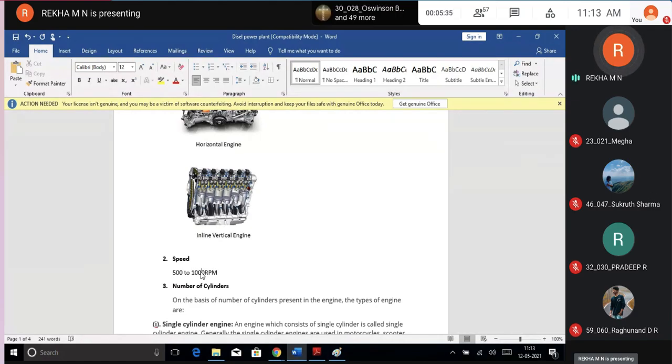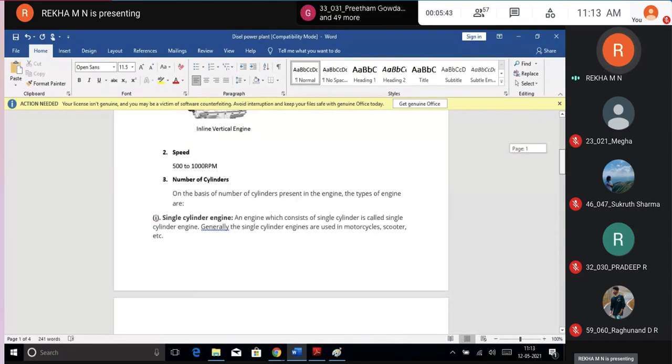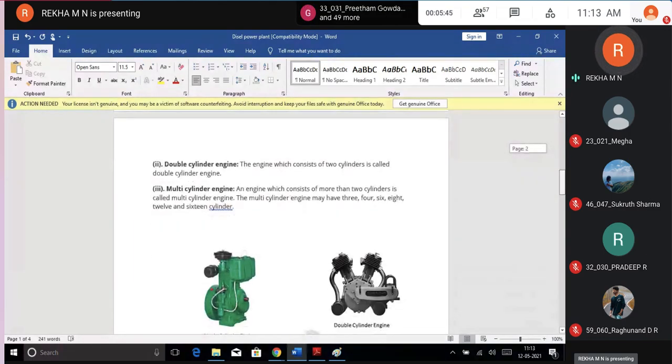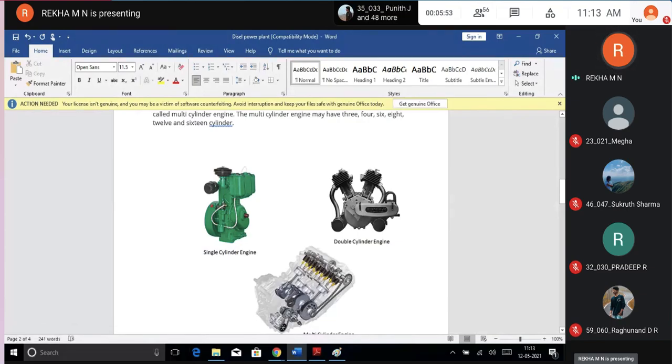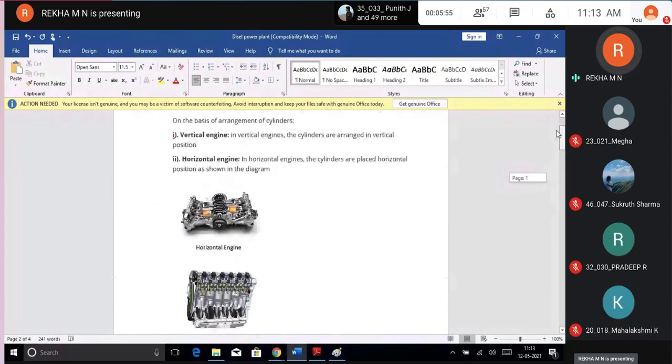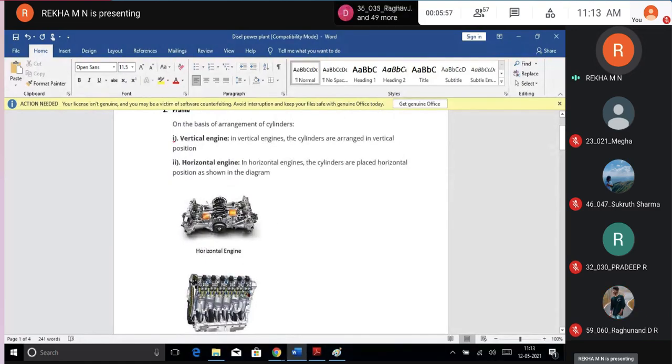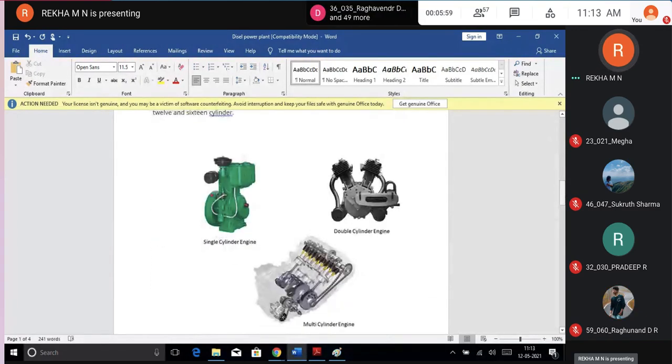Now let's go on to the number of cylinders. You can have a single cylinder, a double cylinder, or multi-cylinder. I made sure to have the picture so that you will understand. This is V shape. I mentioned only horizontal and vertical, correct? Actually you have different kinds. This is said to be V. Similarly you have W. So many shapes are there.